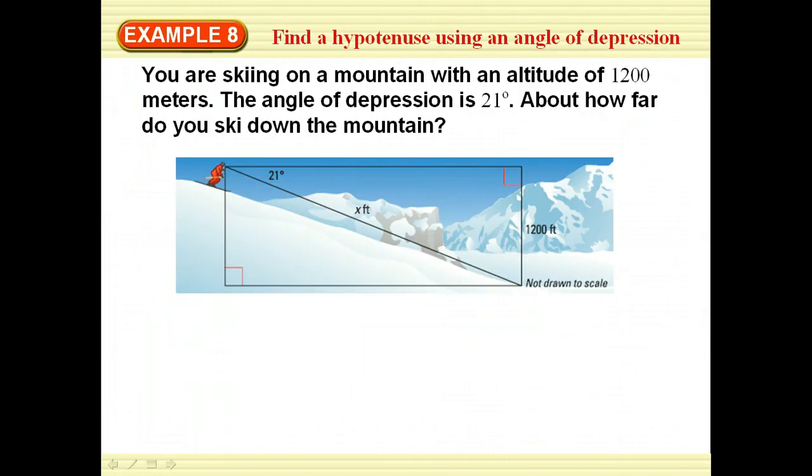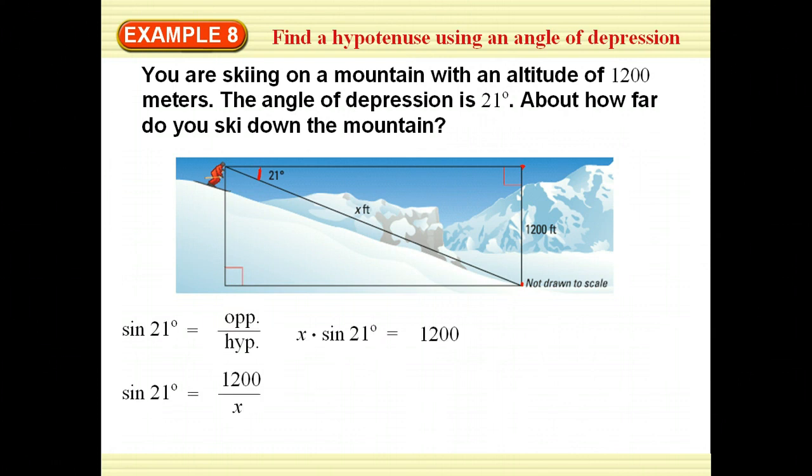You're skiing on a mountain with an altitude of 1,200 meters, so it's 1,200 meters high, and the angle of depression is 21. And notice an angle of depression is the angle measured from looking straight out and then looking down. The angle coming down off of the parallel to the ground will give me my angle of depression. I have the opposite. I'm looking for the hypotenuse, so I will use sine, plug in, and do my math, and I come out that it is about 33.48.